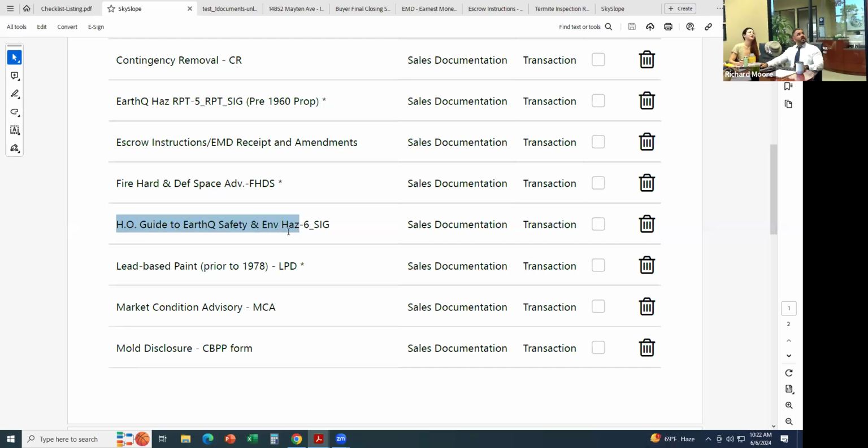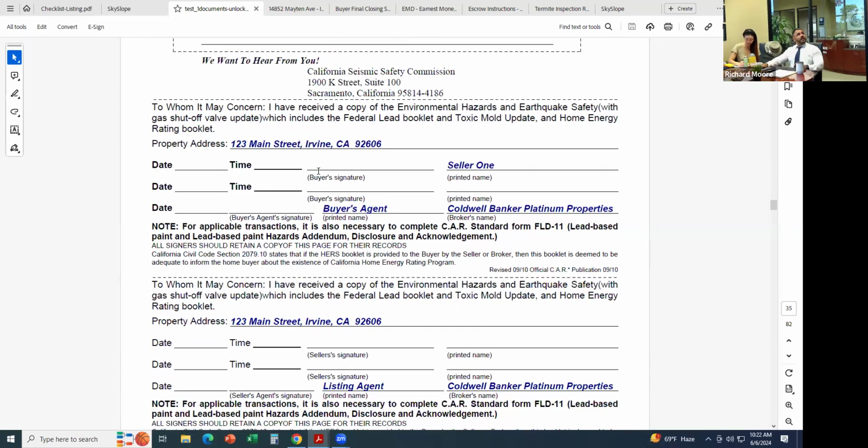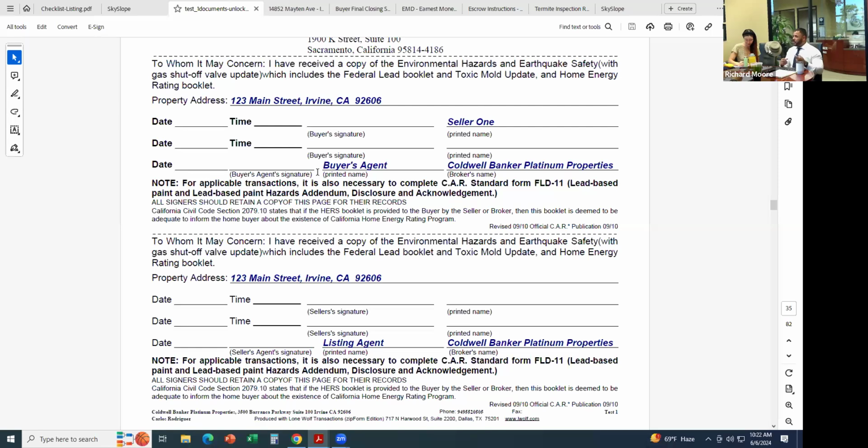The next form is the homeowner's guide to earthquake safety and environmental hazards, and I kind of passed that over here. And that's this form, and this is only a signature page. You're supposed to email the whole booklet to your client, right? And this is a page that acknowledges that they received that booklet. And again, it requires everybody's signature, including the agents, so make sure that everyone signs that.